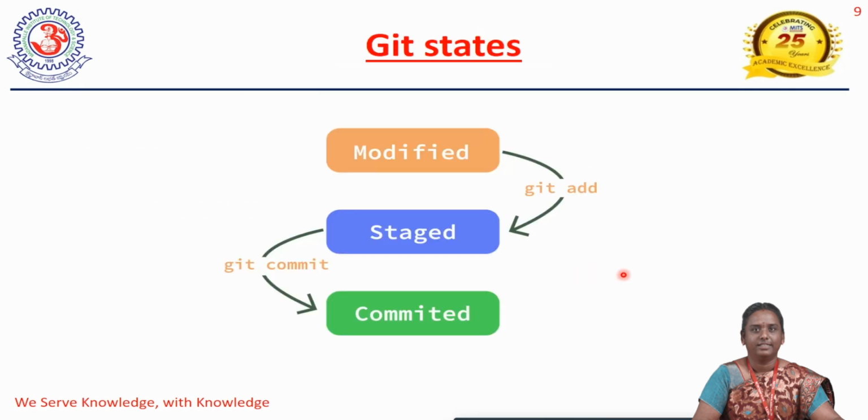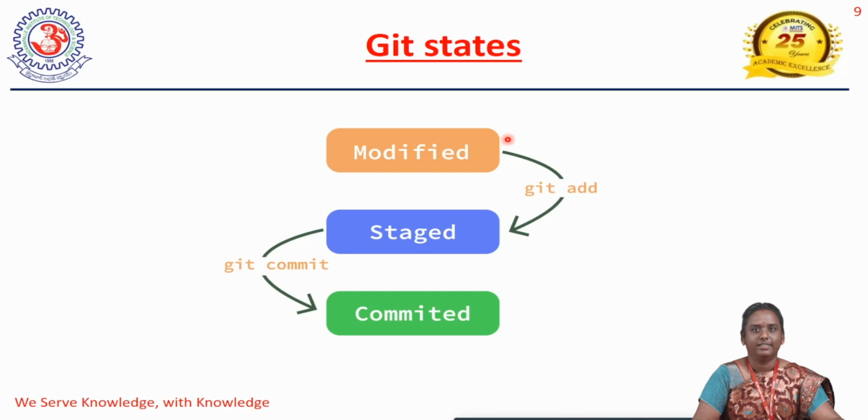Next comes the slide, Git states. There are three major states to be known in Git: modified state, staged state, and committed state. Initially, when we are working on a file and doing some modification, it will be moved to modified state. After that, when we want to fix those changes, whatever changes we made are correct up to our knowledge, we can fix that.